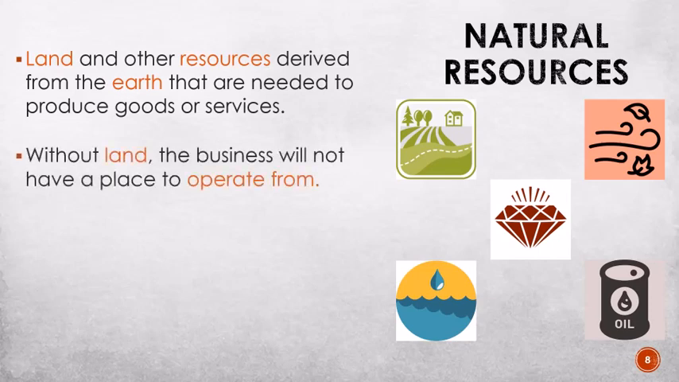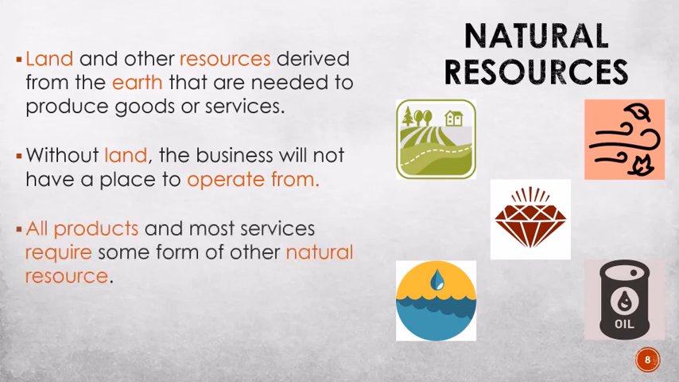Without land, businesses won't have a place to operate from, and all products and most services require some form of other natural resources, a raw material that is then transformed into a finished good. The reward for land or the payment for land is usually either rental payments or maybe bond repayments, which we will deal with in Form 3 accounting.